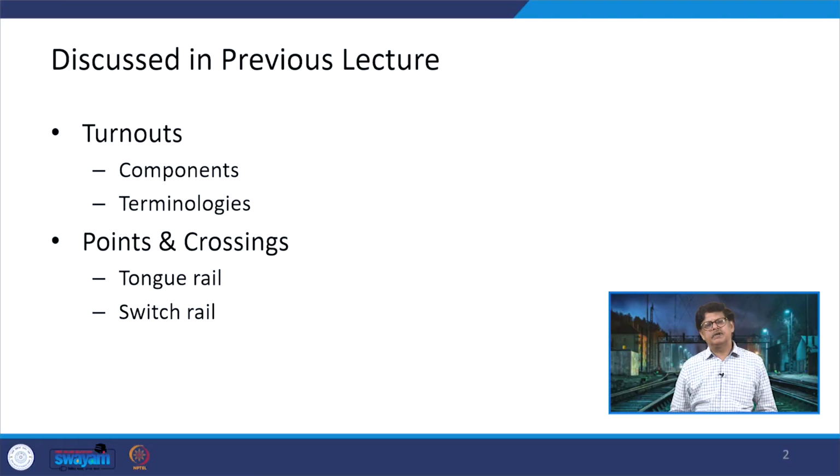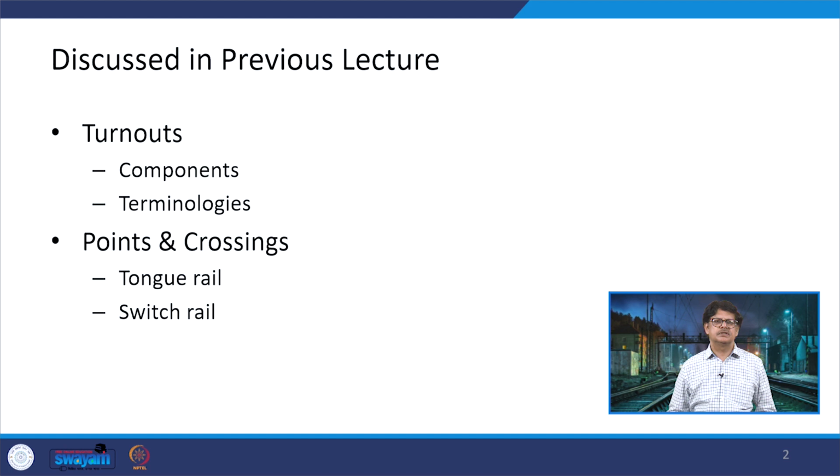Dear students and participants of the course on railway engineering, today we are going to continue our discussion on turnouts and points and crossings. In the previous lecture, we started discussing the turnouts. We talked about the components. We also talked about the various terminologies which are used on the turnouts. And in combination with that, we discussed the points and crossings.